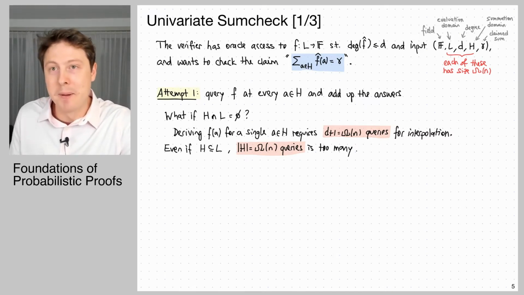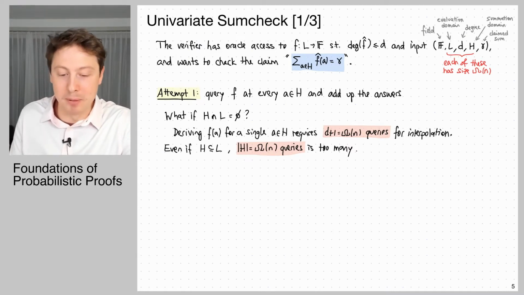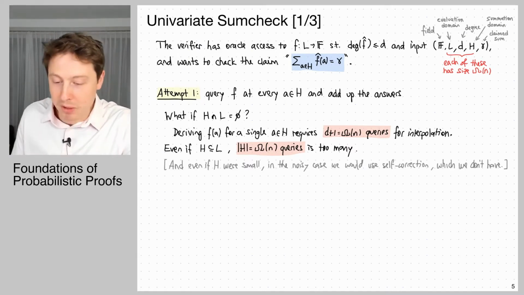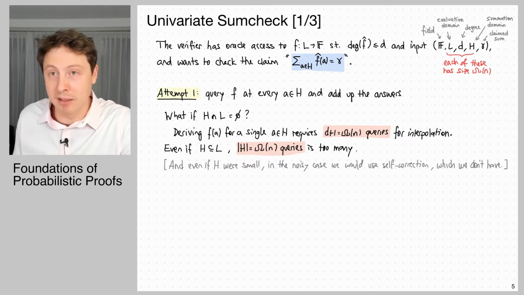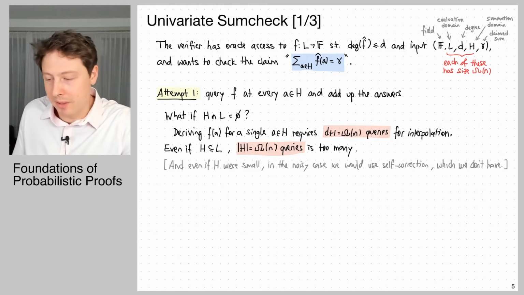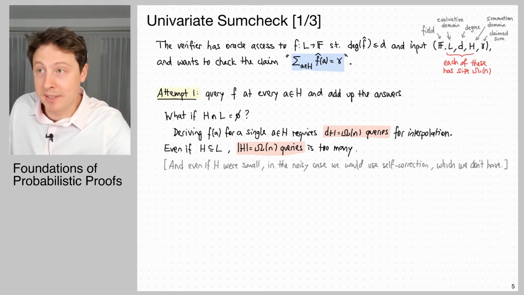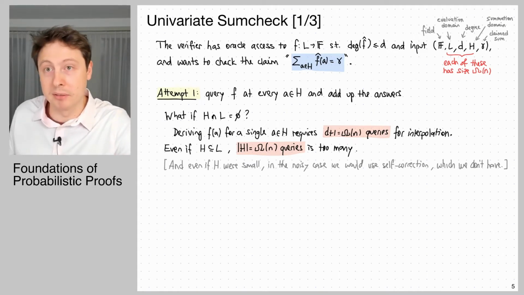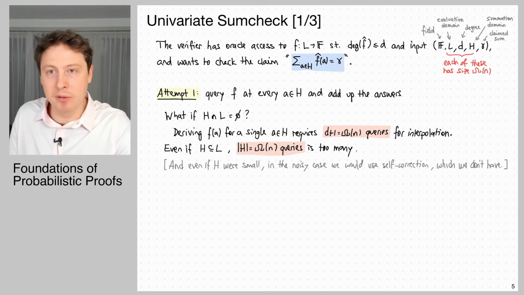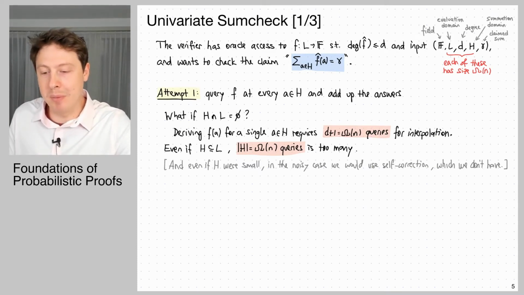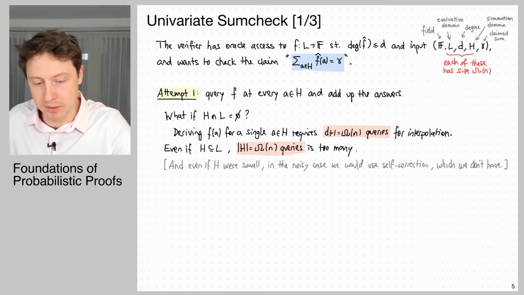So again, we're again having a problem. And even if h were small and the degree were small, in the noisy case, we would have to use self-correction somehow, which we don't have, right? Or at least we haven't seen how to do it. I said that we don't have a proximity test, never mind a self-corrector, okay? So this naive way of obtaining the values of f hat over h one by one is maybe almost confusing because it's a very straightforward idea. I just want to say that this very straightforward idea doesn't work for a number of reasons.